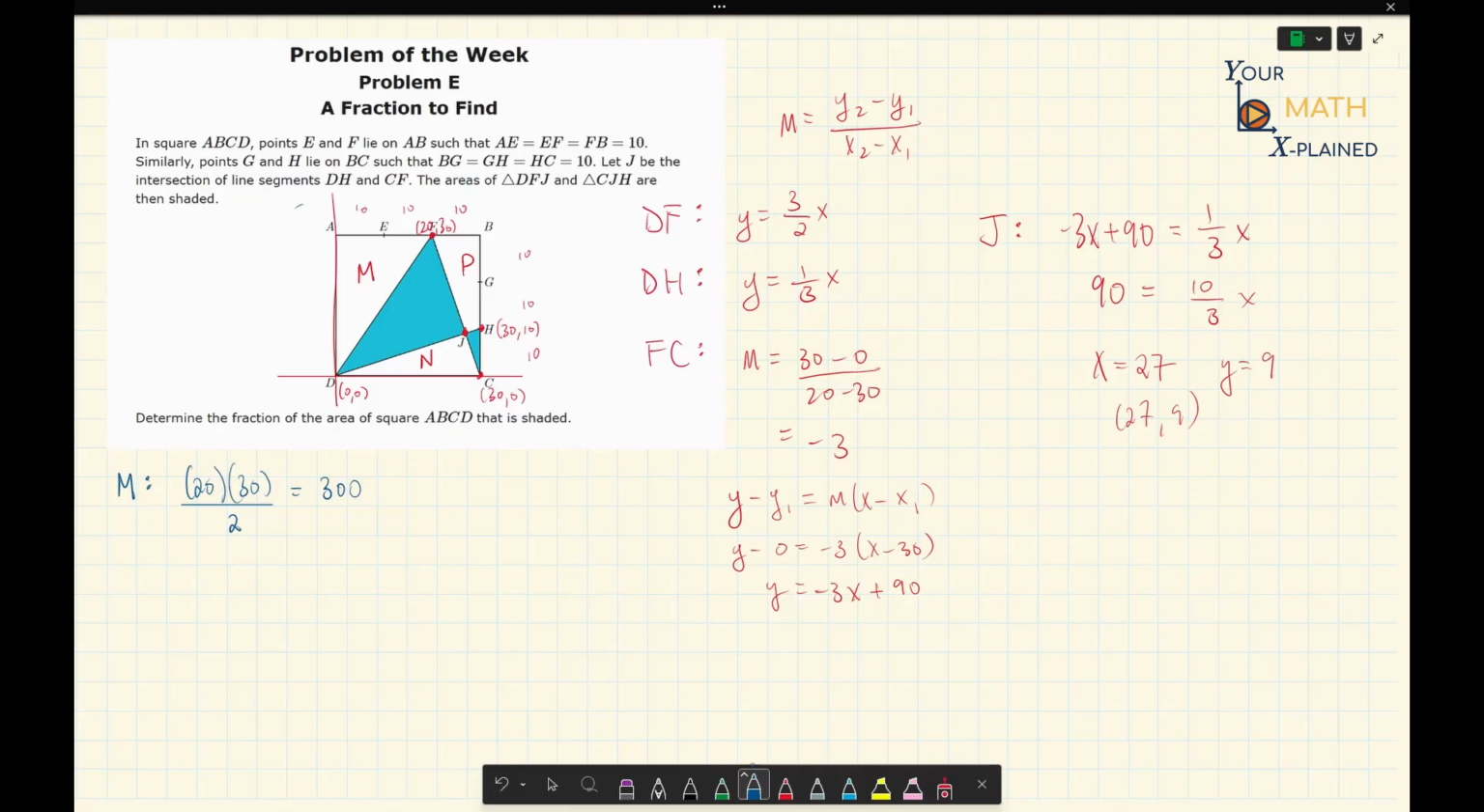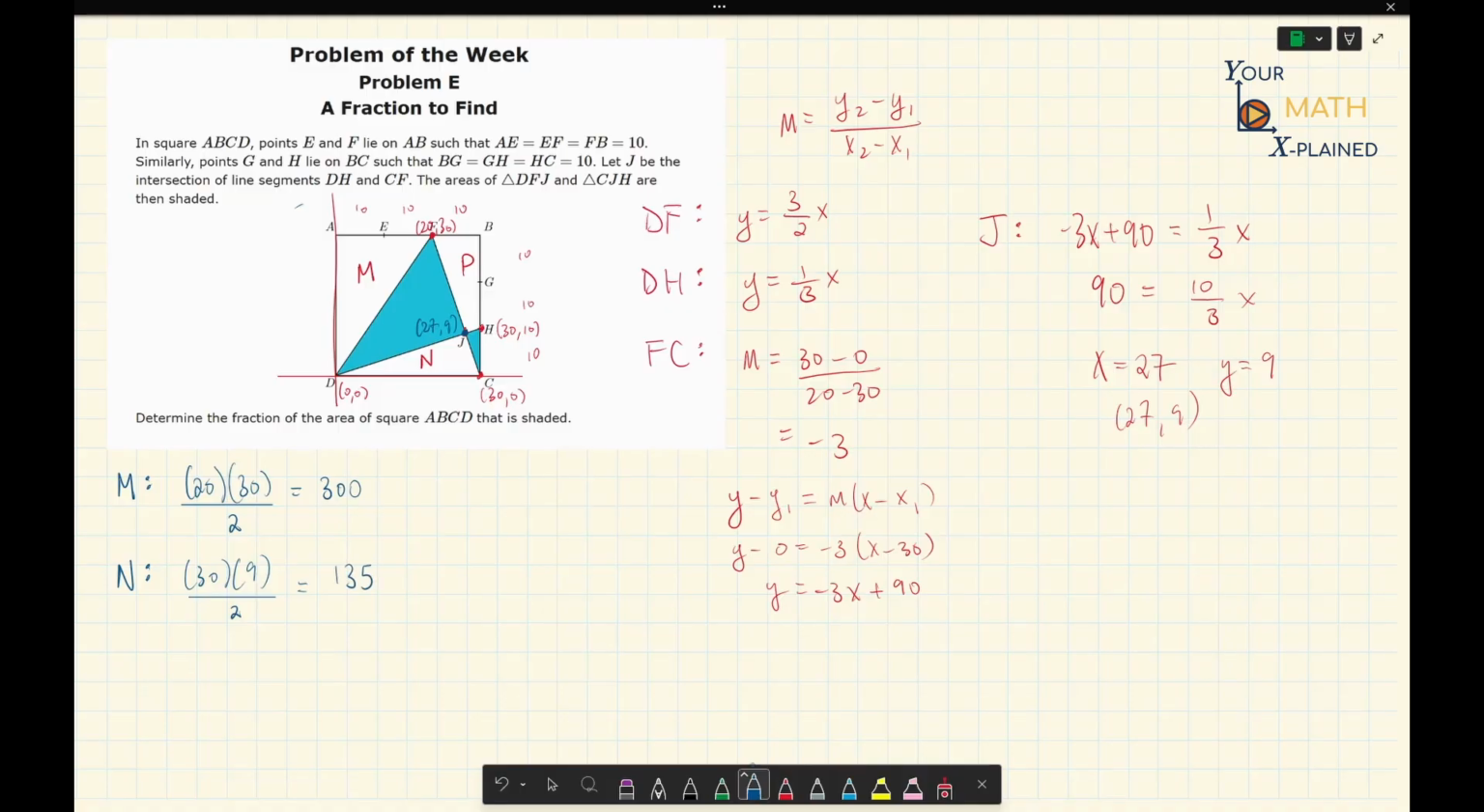The one at the bottom, which we called N, has a base of 30, and the height is defined by coordinate J, which was 27 and 9. So the height is 9 here. So we'll multiply that by 9, divided by 2. So 30 divided by 2 is 15. 15 times 9 will give us 135.